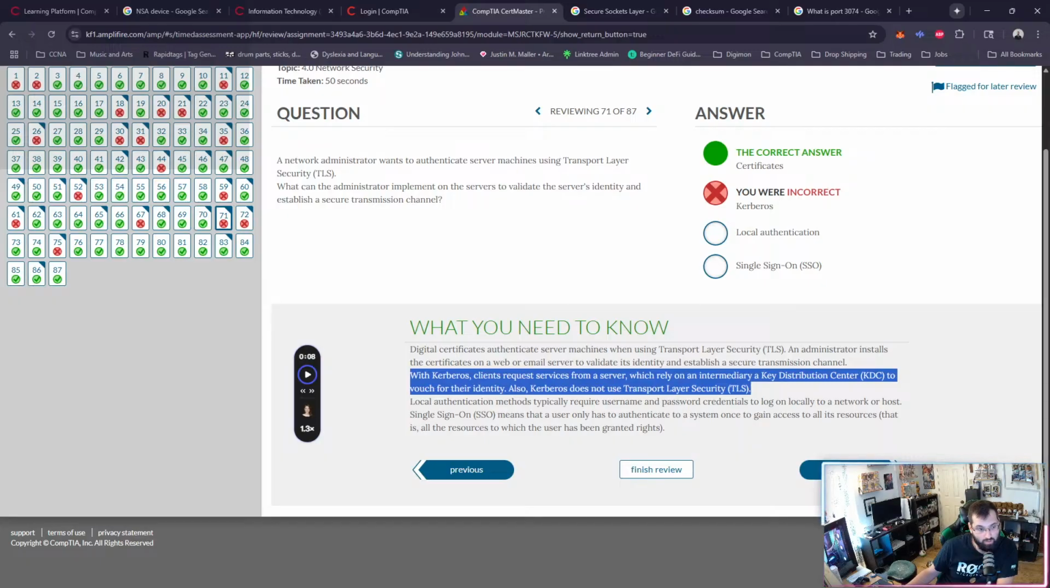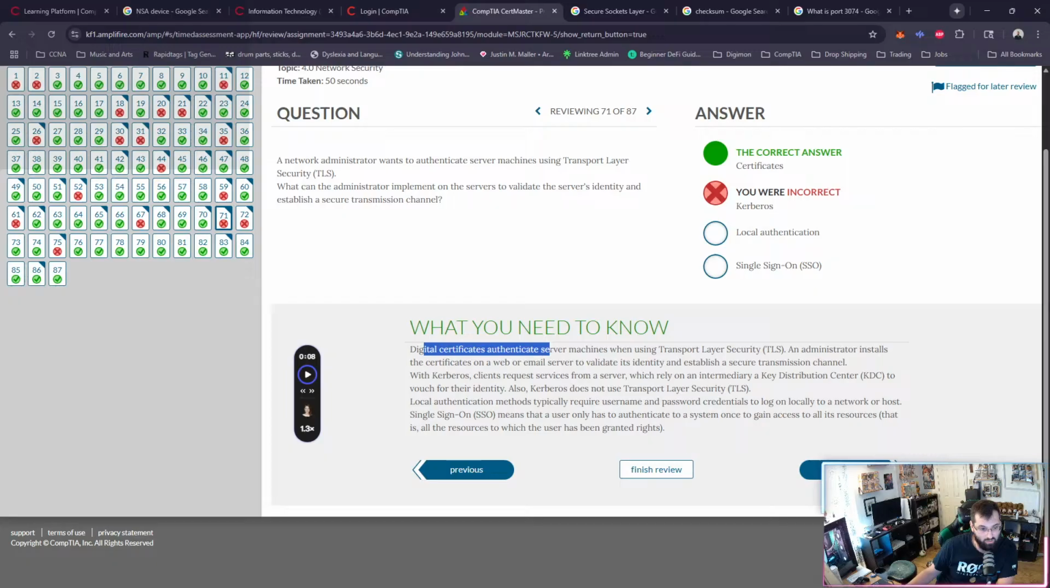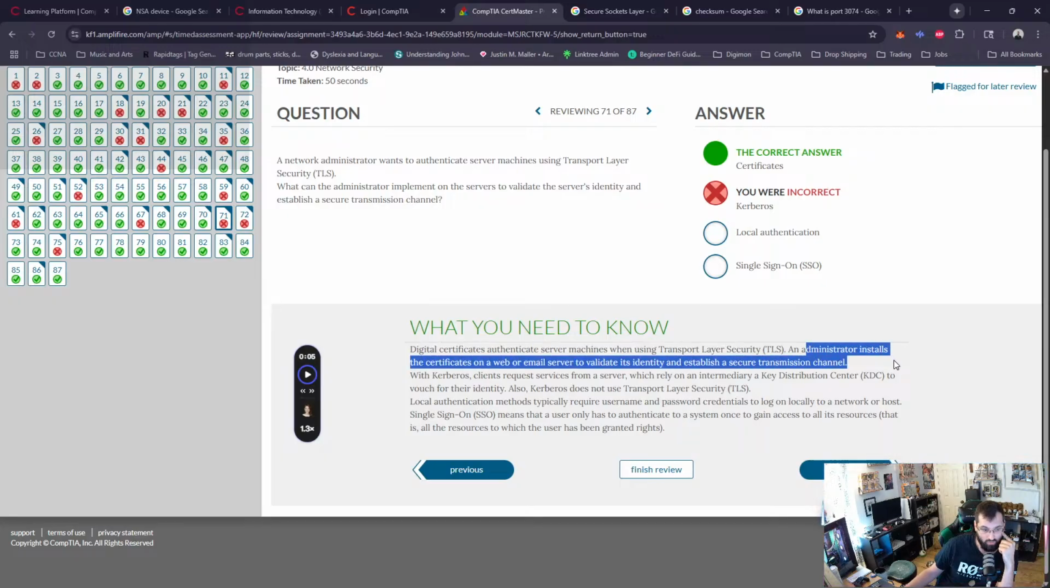So the network administrator wants to authenticate server machines using transport layer security. What can the administrator implement on the server to validate the server's identity? Certificates. Digital certificates authenticate server machines when using TLS. The administrator installs the certificate on a web or email server to validate the identity and establish secure transmission channels. It's not going to be an SSO or a local authentication.